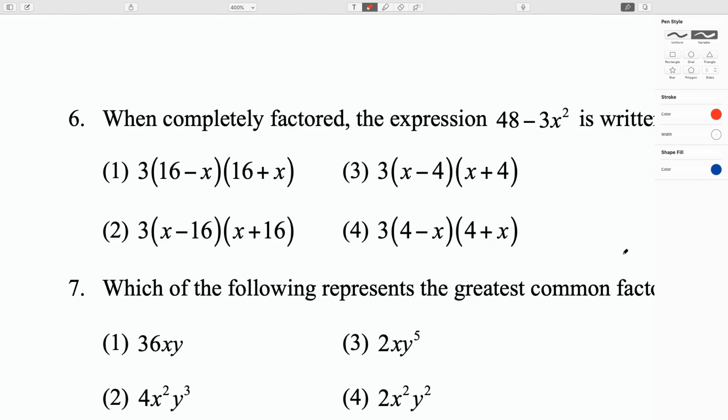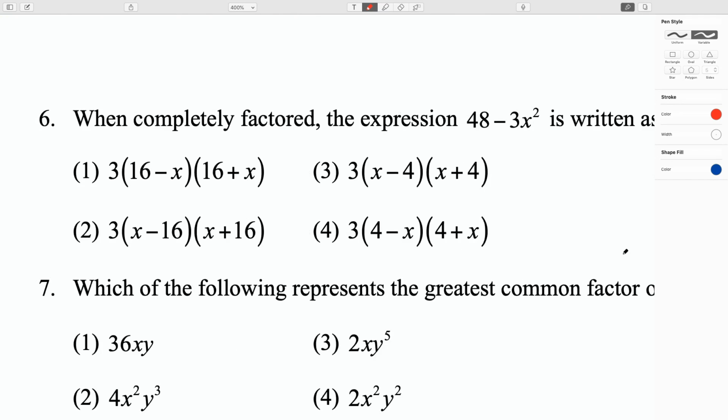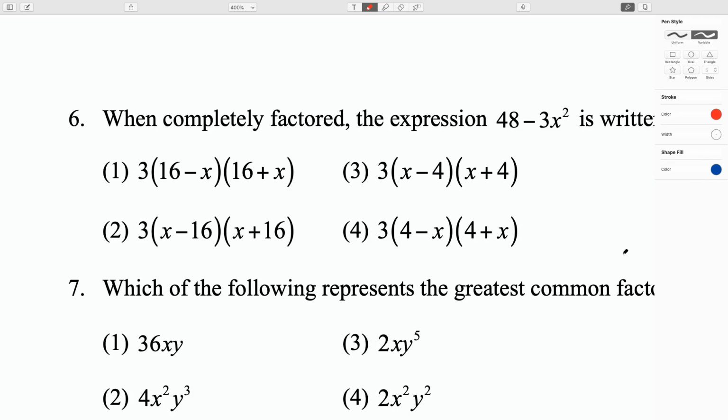When completely factored, the expression 48 minus 3x squared is written as. Now with multiple choice, sometimes you want to work out the problem and then check to see if your answer is there, which is great. Or sometimes you can just look at your choices, eliminate choices that you know are incorrect, and narrow it down to the correct answer. That's a good strategy, especially if you're running out of time and you need to quickly determine the answer for a multiple choice.